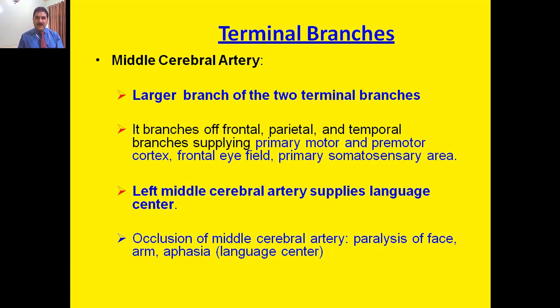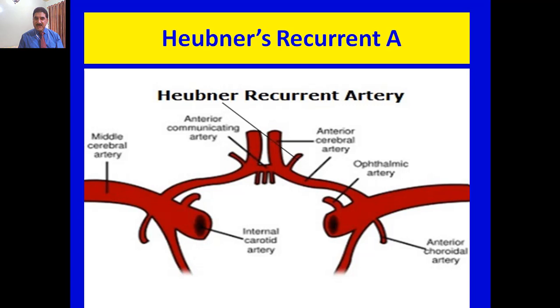Terminal branches of the internal carotid artery. The middle cerebral artery has frontal, parietal and temporal branches supplying the primary motor and premotor cortex, frontal eye field, and primary somatosensory area. The left middle cerebral artery supplies the language center. So occlusion of the middle cerebral artery causes paralysis of the face, and aphasia due to involvement of the language center.